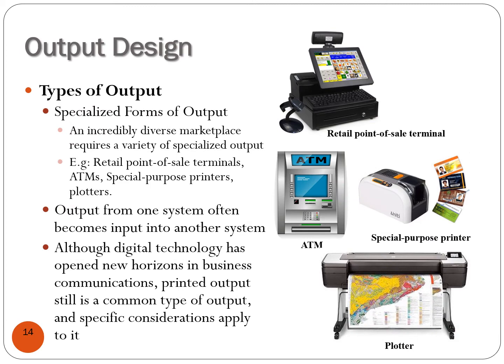An incredibly diverse marketplace requires many forms of specialized output and devices, such as retail point-of-sale terminals that handle computer-based credit card transactions, print receipts, and update inventory records; automated teller machines, or ATMs, that can process bank transactions and print deposit and withdrawal slips; special-purpose printers that can produce employee ID cards; and plotters that can produce high-quality images such as maps. Output from one system often becomes input into another system. Although digital technology has opened new horizons in business communications, printed output is still a common type of output and specific considerations apply to it.